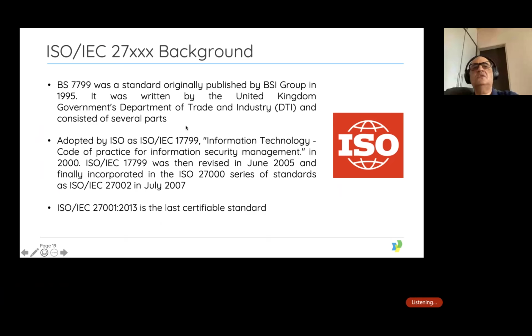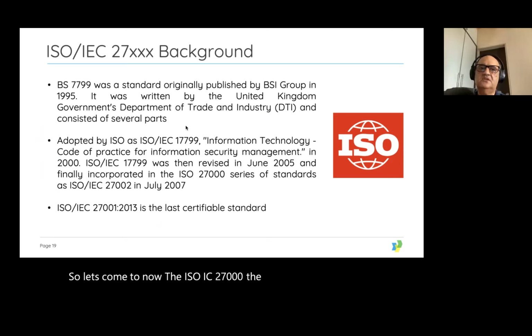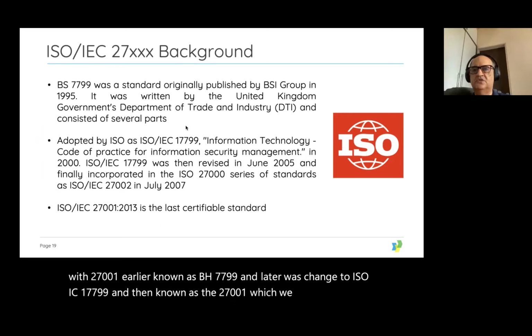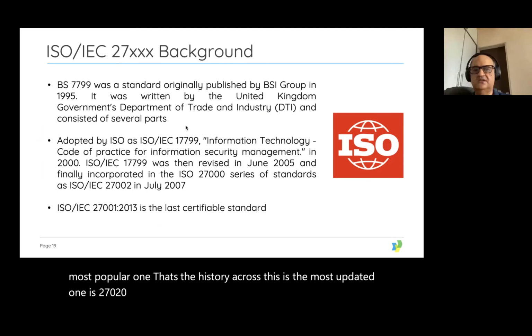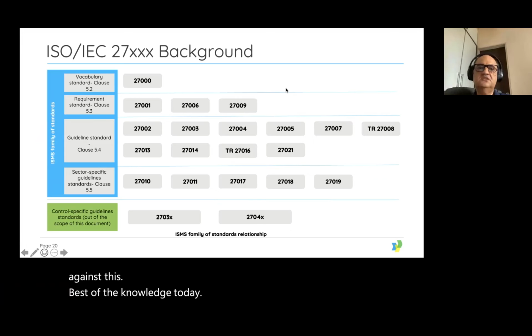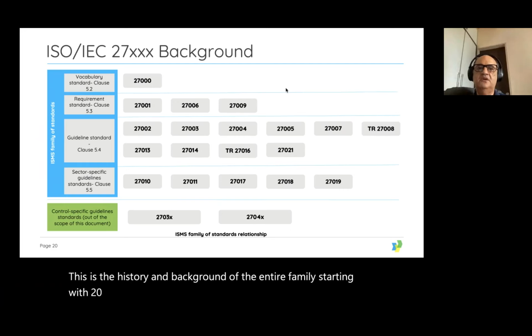So let's come now to the ISO IEC 27000 standard, which started with 27001, earlier known as BS 7799, and later it was changed to ISO IEC 17799, and then known as 27001, which we know as the most popular one. That's the history. The most updated one is 27001:2013, which is a certifiable standard. This is to the best of our knowledge today. This is the history and background of the entire family of standards, starting with 27000.